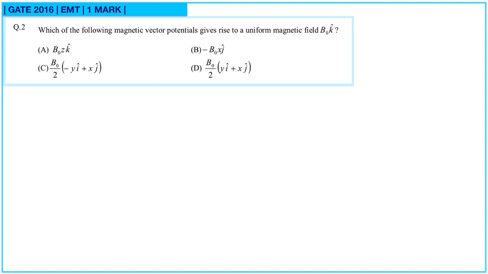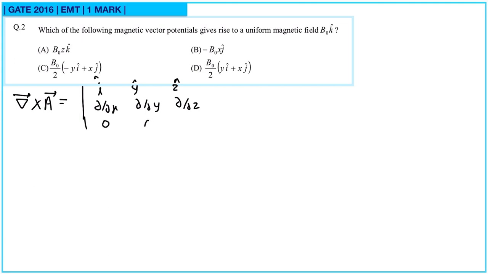Question number 2. Which of the following magnetic vector potentials give rise to uniform magnetic field B naught K cap? So here we have to calculate del cross of A for each case. First option we will check: dou by dou x, dou by dou y and dou by dou z, and the components 0, 0 and B naught z.